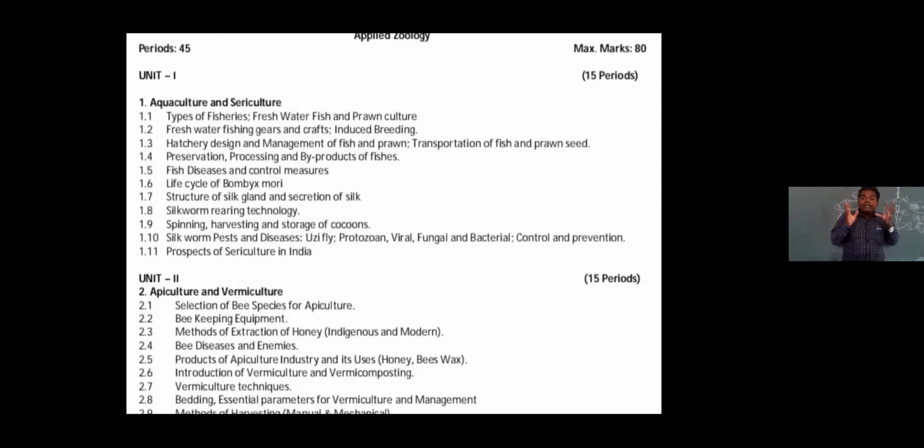And what are the main diseases that affect sericulture? Like the uzi fly, which damages the whole sericulture industry. Protozoan diseases, viral diseases, fungal and bacterial diseases can occur on silkworms. How to control and prevent these sericulture diseases is very, very important.